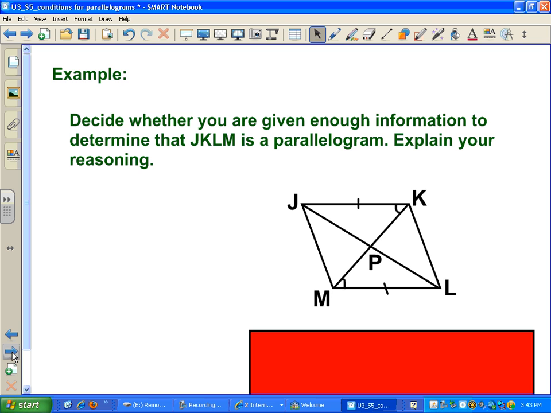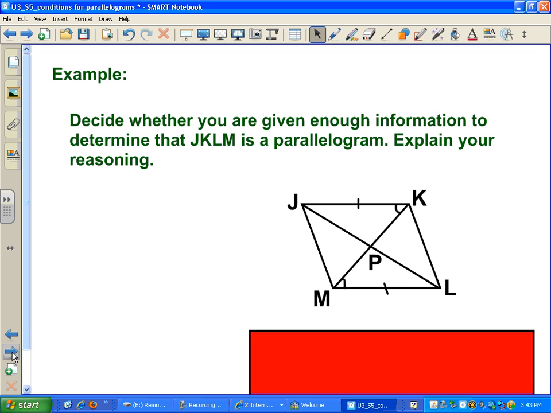I want you to decide whether you're given enough information to determine that JKLM is a parallelogram and explain your reasoning. So go ahead and pause this video, write up your explanation, and then we'll check to see how you did.